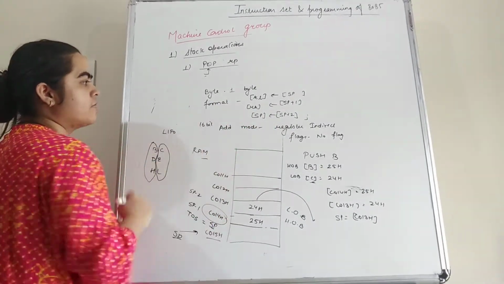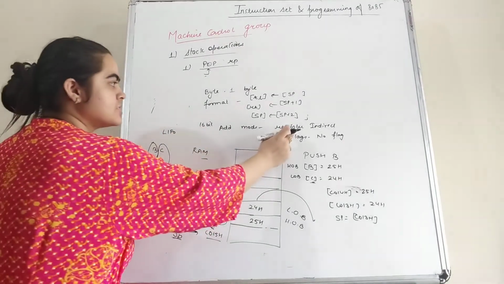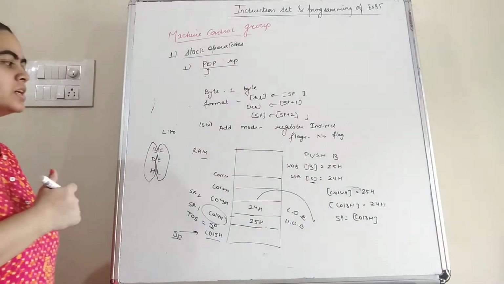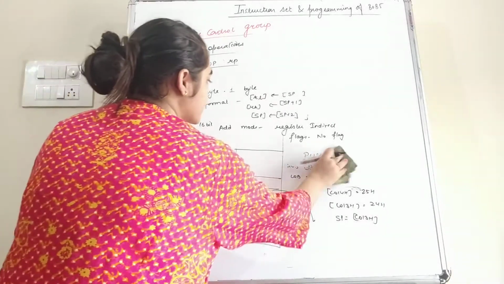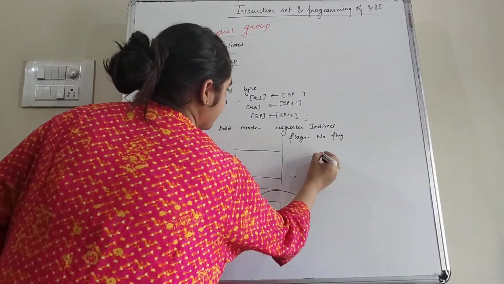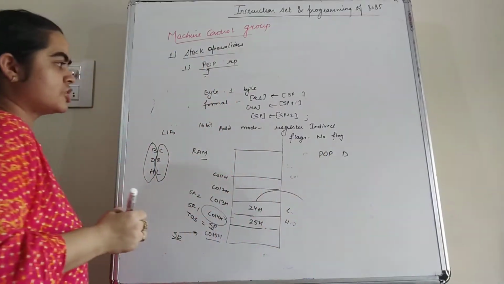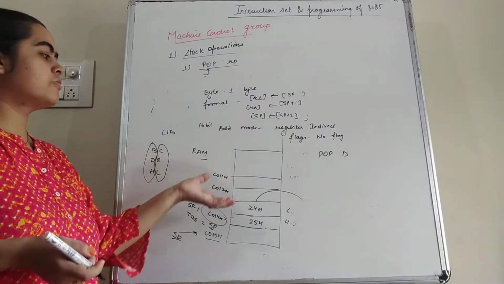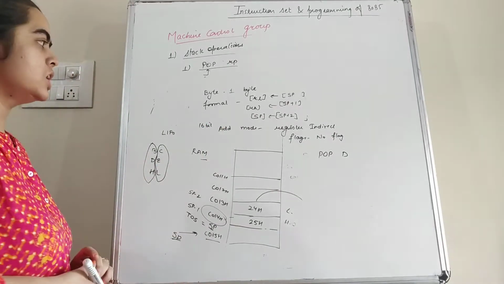Next one is the addressing mode. The addressing mode for this instruction is register indirect, because indirectly the address is in the register pair. Now we can see it with the help of an example. For example, we have the instruction POP D. This instruction means by popping the values from the stack area, we add those values into the DE pair.